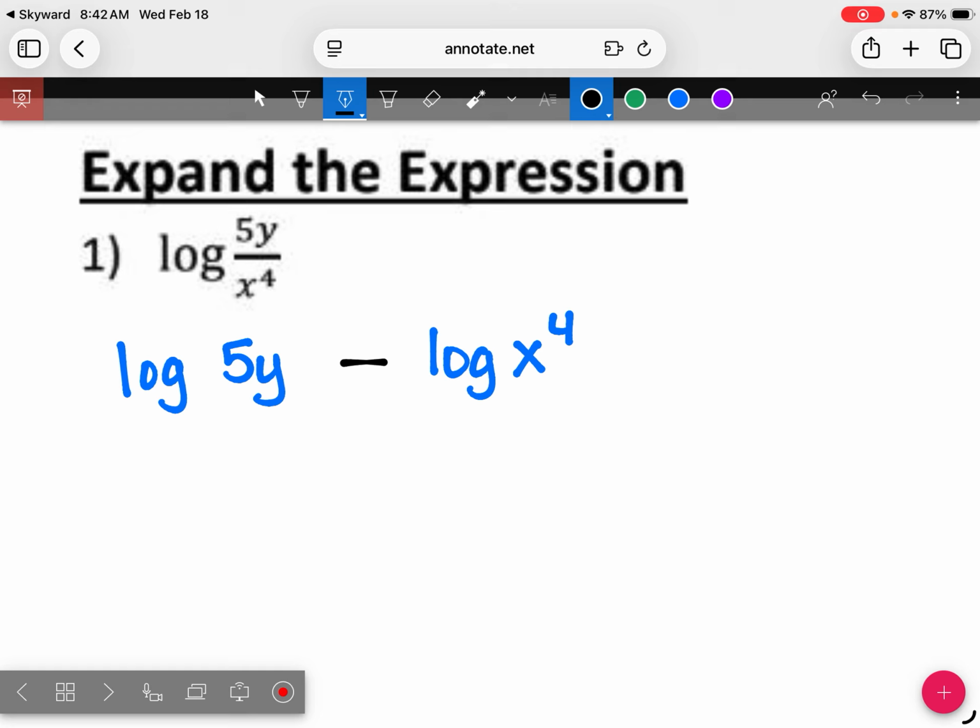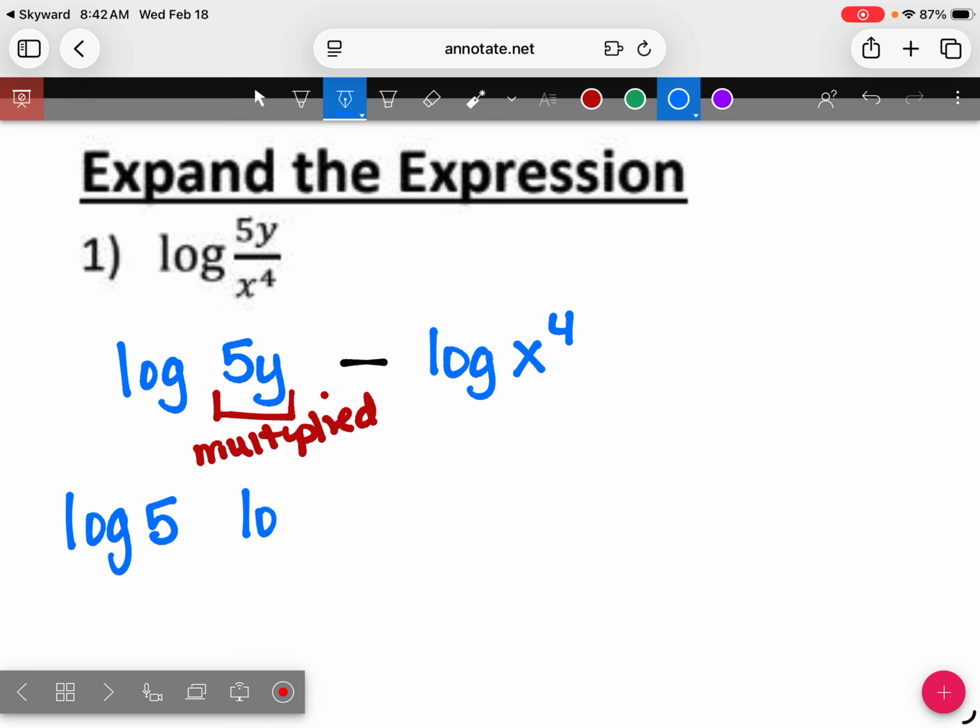All right, what is the next step? Look for what? What did you write down for step 2? Look for multiplication. Do you agree that 5 and y are being multiplied? That's what that means. Because these are being multiplied, we're going to expand that with addition. So now I'm going to break that apart, and it'll be a log 5 and a log y minus log x to the power of 4.